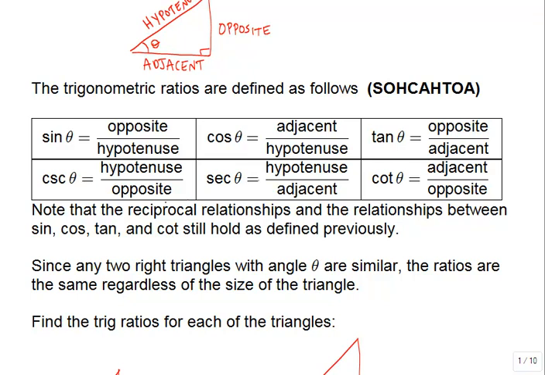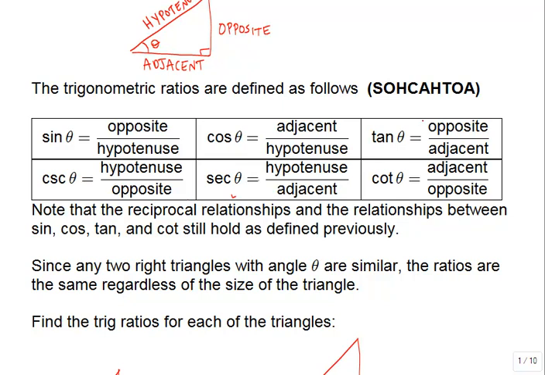In this definition, you can see that those reciprocal relationships still are being maintained. If sine is opposite over hypotenuse, cosecant is just the reciprocal of that. Similarly for cosine, secant is the reciprocal of how cosine was defined, and cotangent is the reciprocal of how tangent was defined. So all of those earlier relationships that we've talked about are still being maintained.